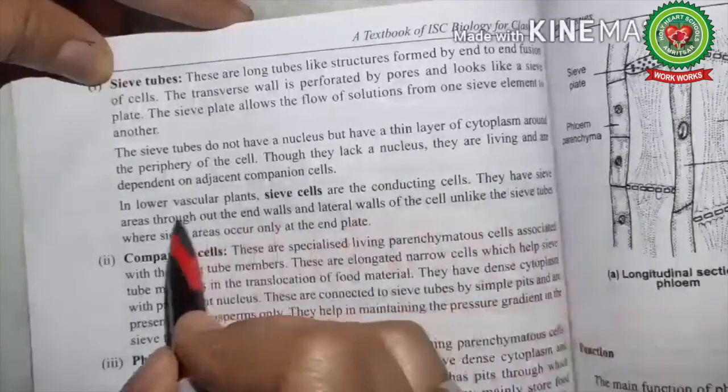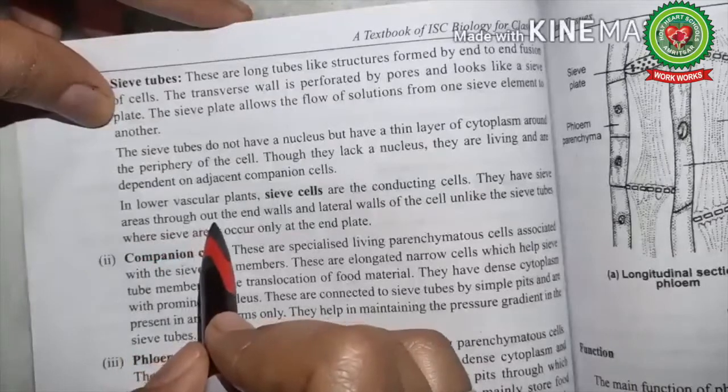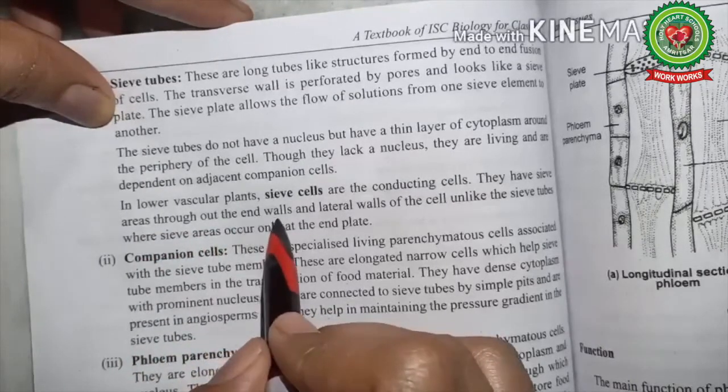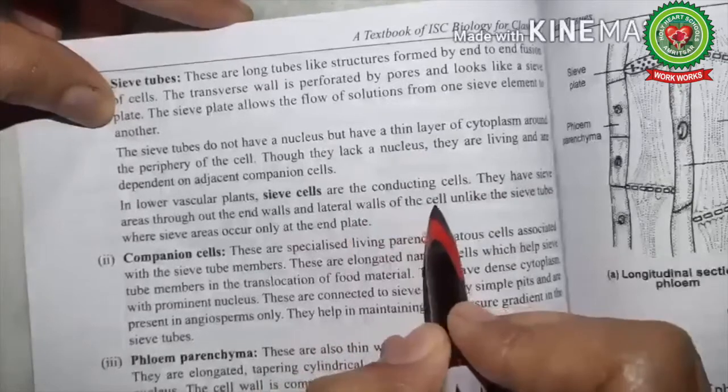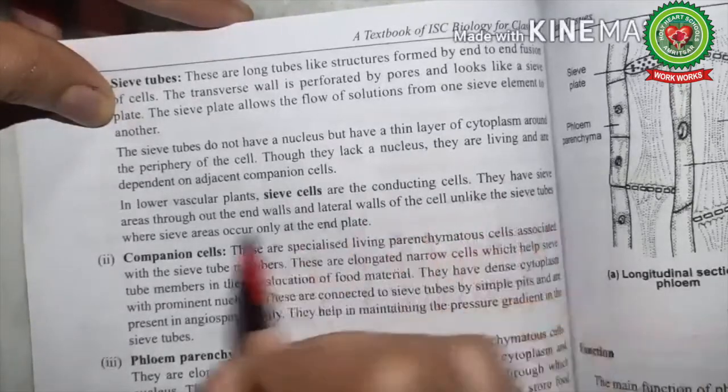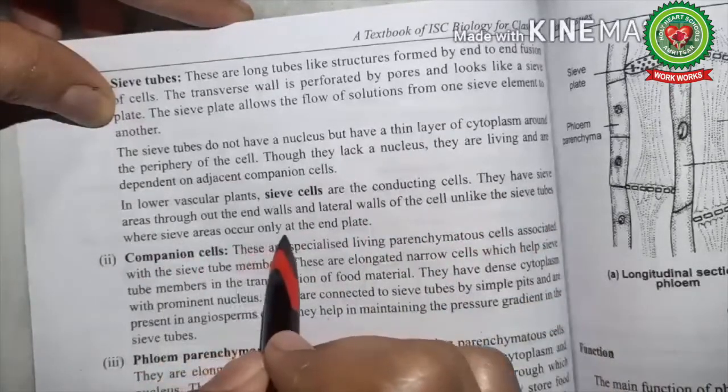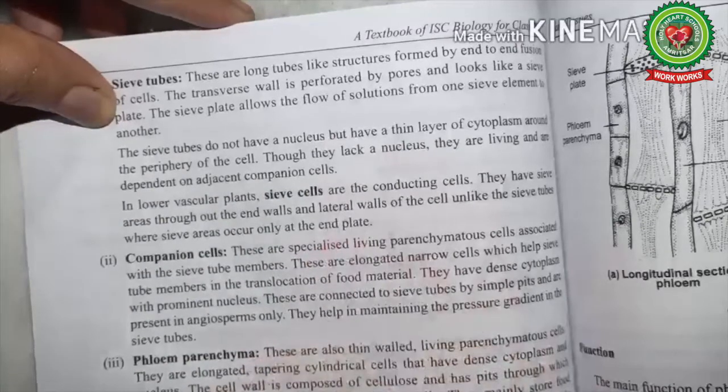They have sieve areas throughout the end walls and lateral walls of the cells, unlike the sieve tubes, where sieve areas occur only at the end plates.